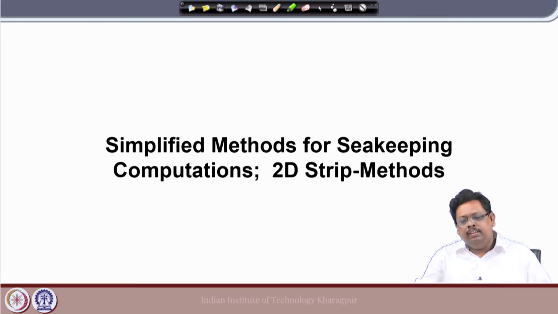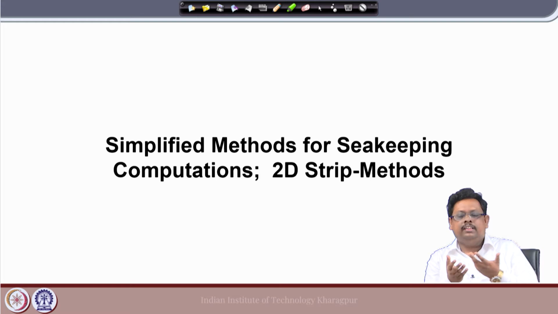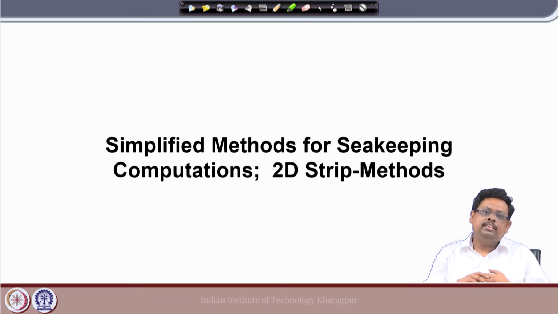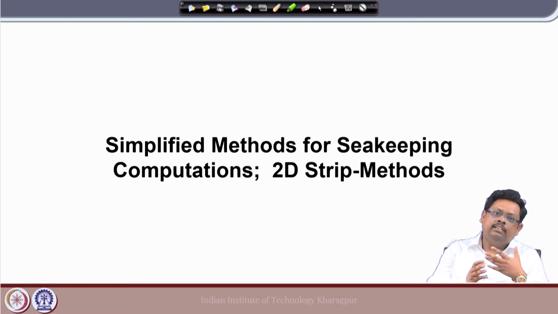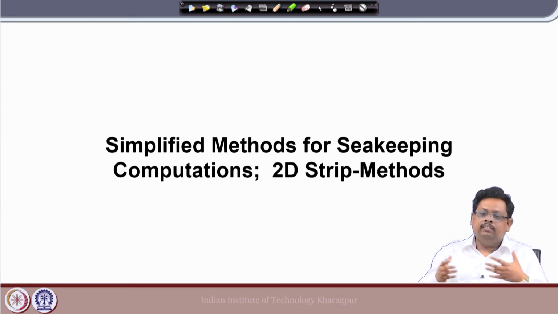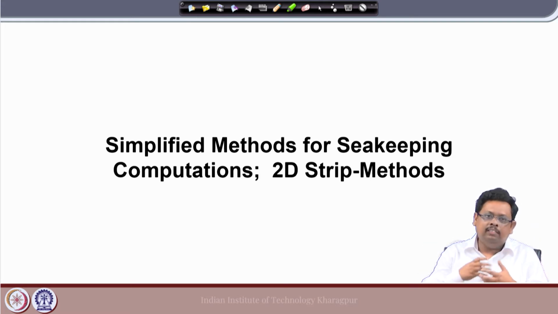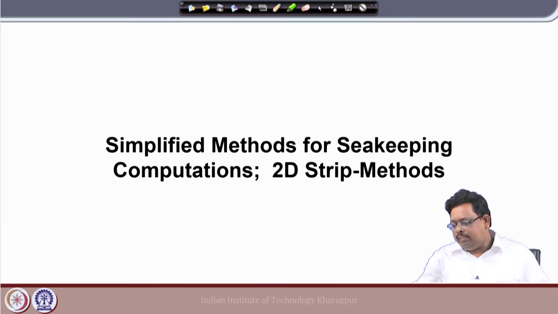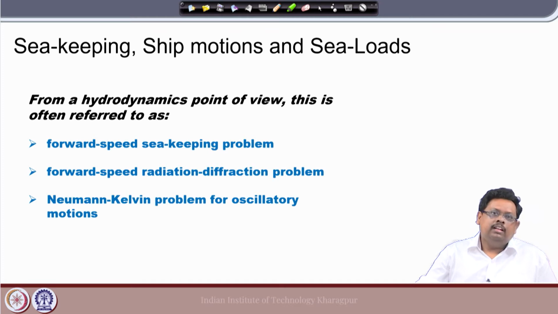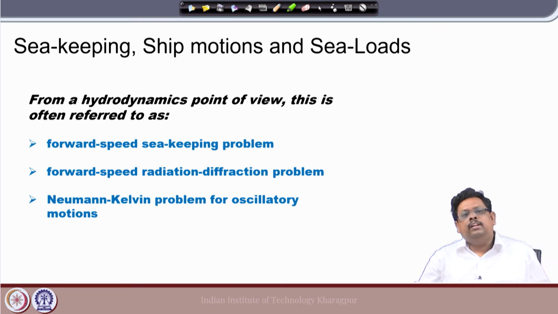Why is it simplified? Because we can say it's a two-dimensional method to capture the three-dimensional effect. And you know that this is one of the most popular methods that we use in industry. We do all the seakeeping problems, and mostly people are using some kind of strip theory. Okay, so let's start. Normally, one can say that strip theory is a forward speed seakeeping problem.